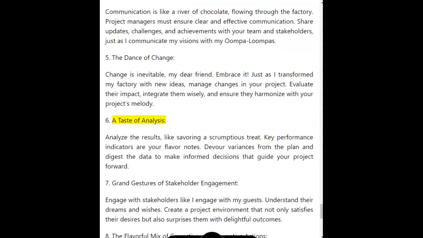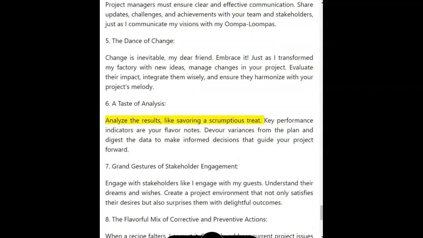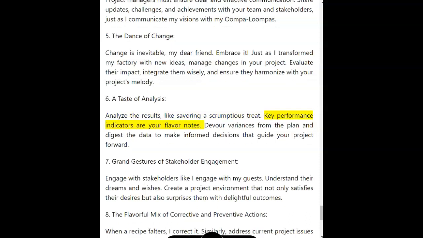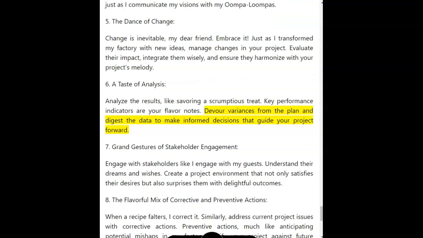6. A taste of analysis. Analyze the results, like savoring a scrumptious treat. Key performance indicators are your flavor notes. Devour variances from the plan and digest the data to make informed decisions that guide your project forward.